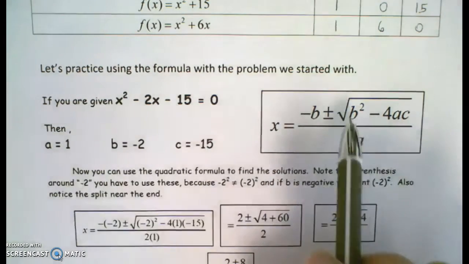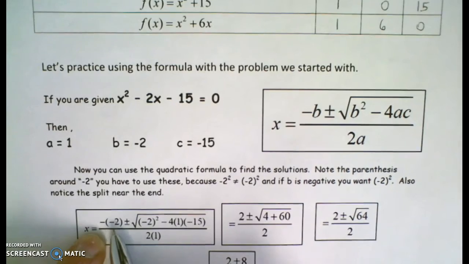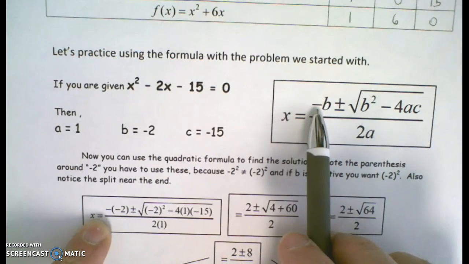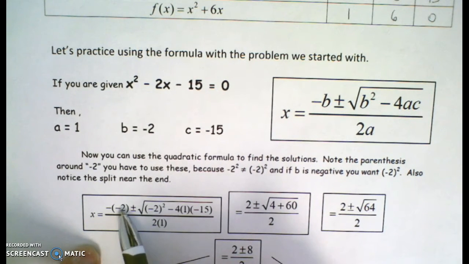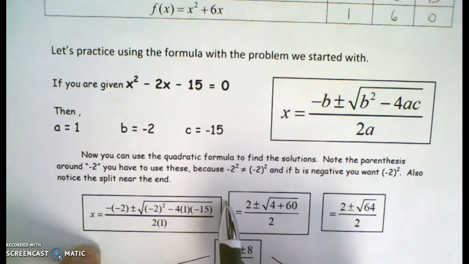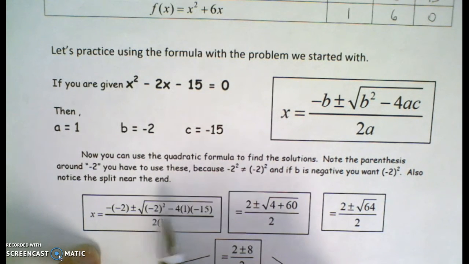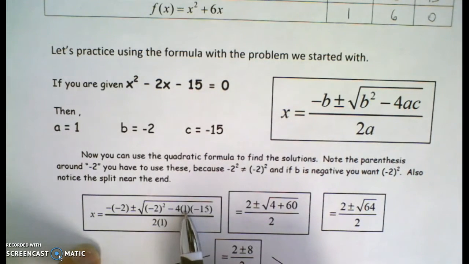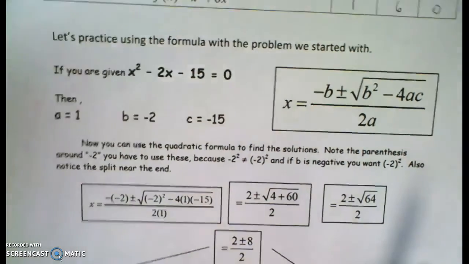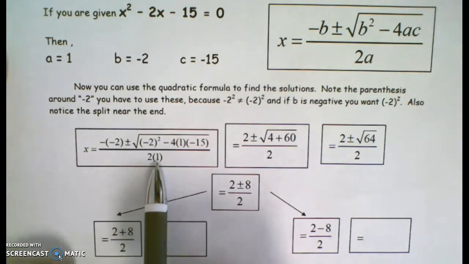I'm now going to plug those values into this formula over here. So notice, to plug in for b, I have two negative signs. I've got the negative sign in front of b, and then the negative 2 that b represents. So I've got the opposite of negative 2, plus or minus the square root of, and now I'm plugging in my value for b again. Negative 2 goes in for b, then the squared symbol, minus 4, because that's in the formula, times my a value, which is 1, times my c value, which is negative 15. On the bottom, I've just got 2 times a, which is 2 times 1.